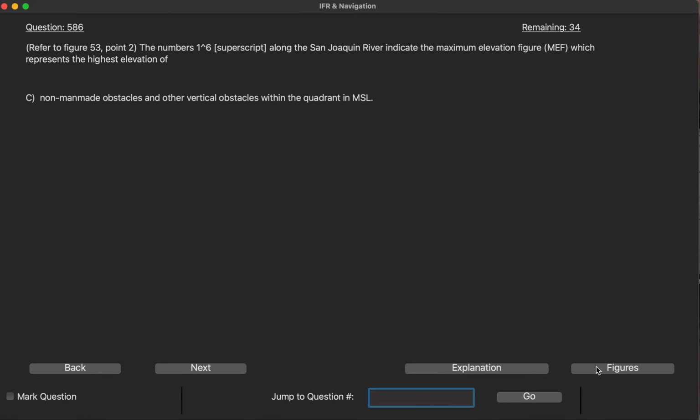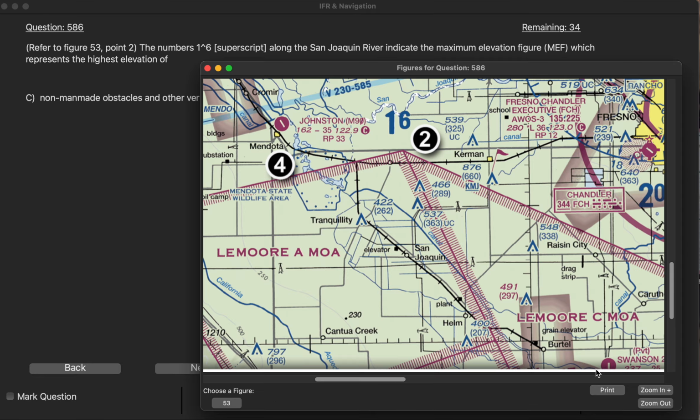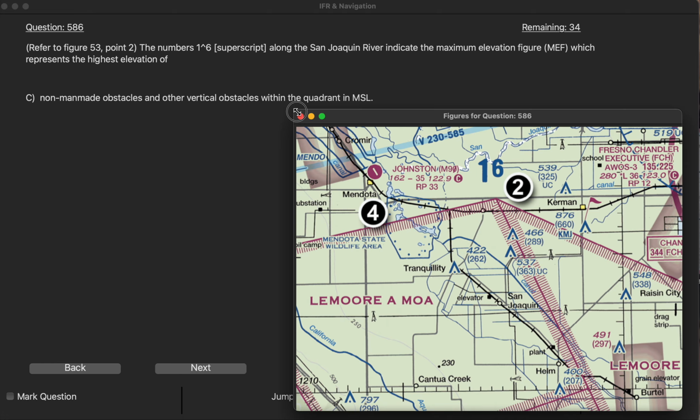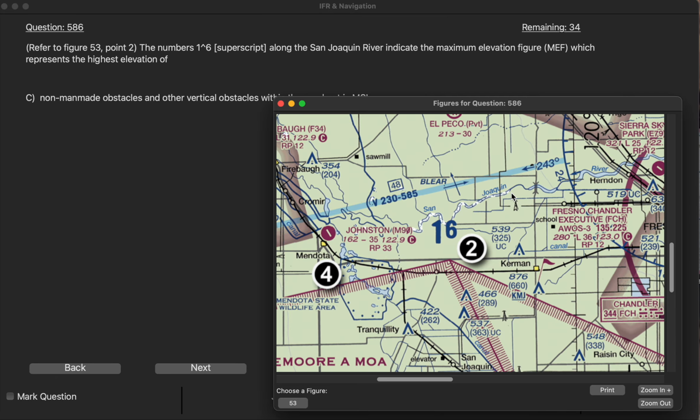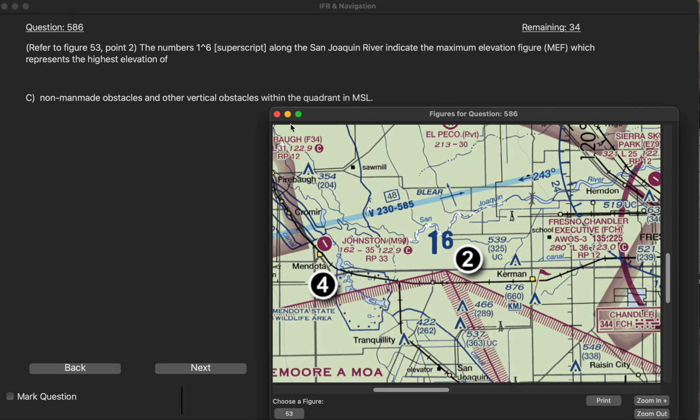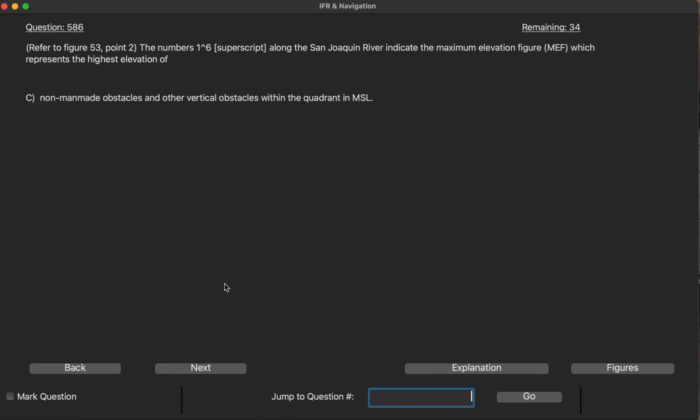Refer to figure 53.2. There's point 2. Along the San Joaquin River, the maximum elevation figure, MEF, which represents the highest elevation of non-man-made obstacles and other vertical obstacles within the quadrant, in MSL. We didn't even need the figure.